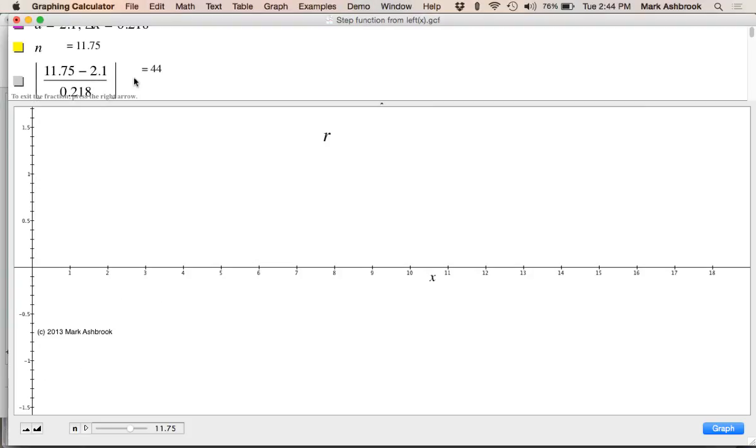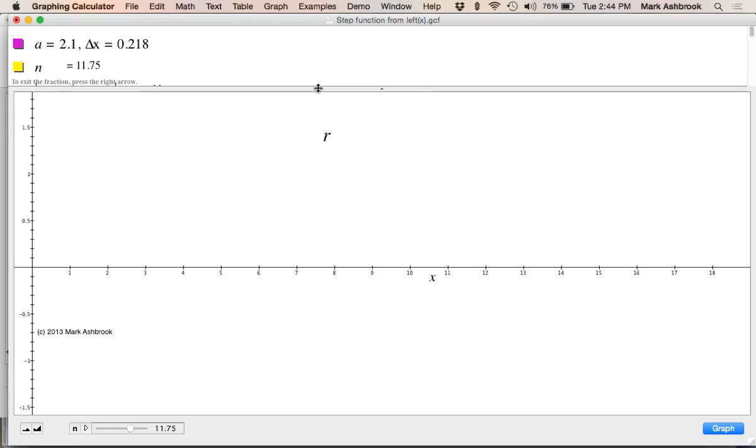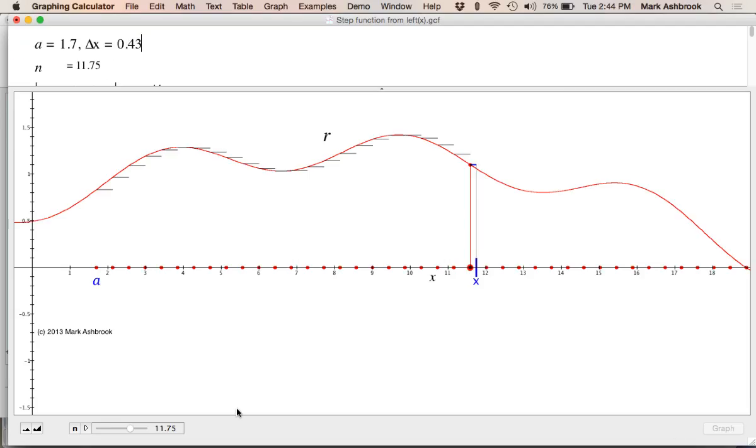So here's this file. You can choose any value of A that you want. So I'll come up here, 1.7. Any value of delta X, 0.43. And then I can animate it. What does it do? It shows, it's really fast.